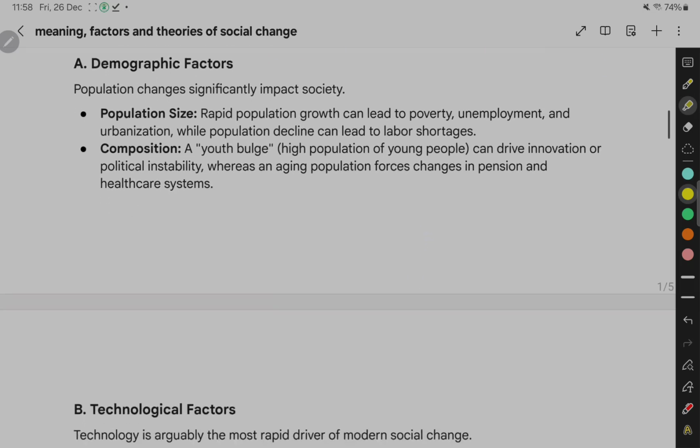A. Demographic factors. Population changes significantly impact society. Population size: rapid population growth can lead to poverty, unemployment, and urbanization, while population decline can lead to labor shortages. Composition: a youth bulge, a high population of young people, can drive innovation or political instability, whereas an aging population forces changes in pension and healthcare systems.